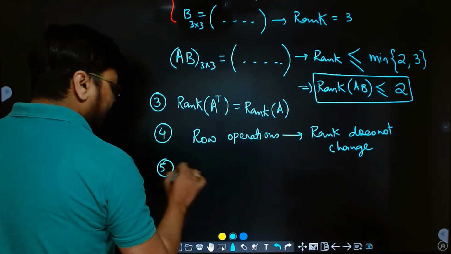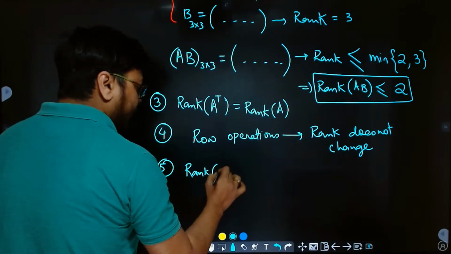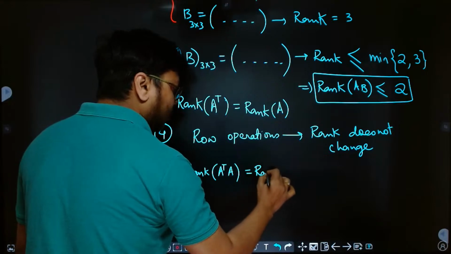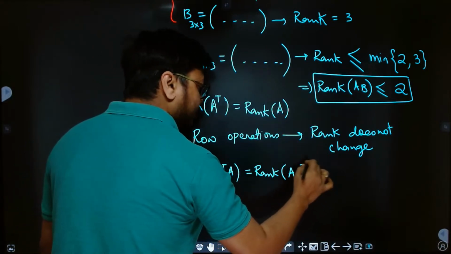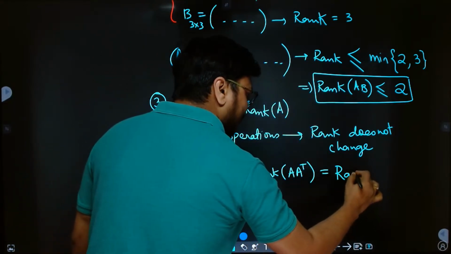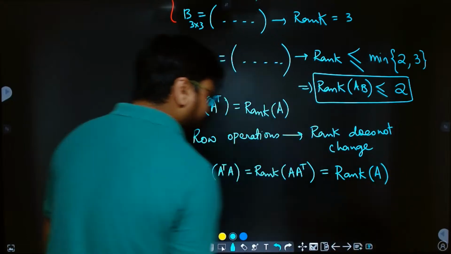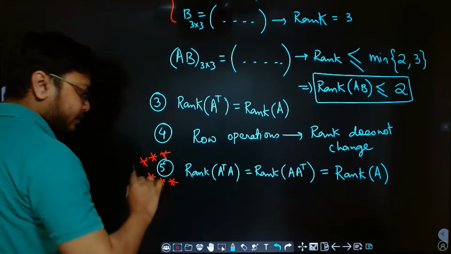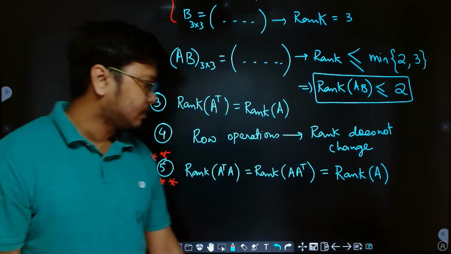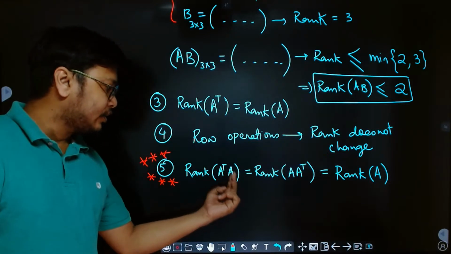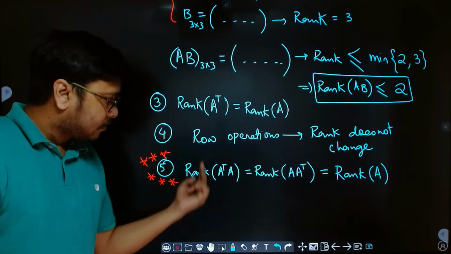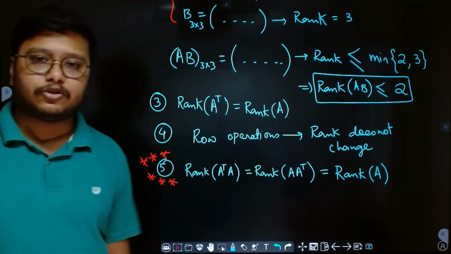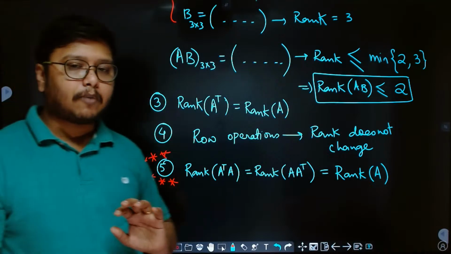And number 5, rank of A transpose A is the same as rank of A transpose, and that is also the same as the rank of the original matrix. Now this is a very important property. I will do some questions based on this property. So if you multiply a matrix with its own transpose, from whichever side you multiply, its rank will be the same as the original matrix, it will not change. So these are some basic properties of rank.